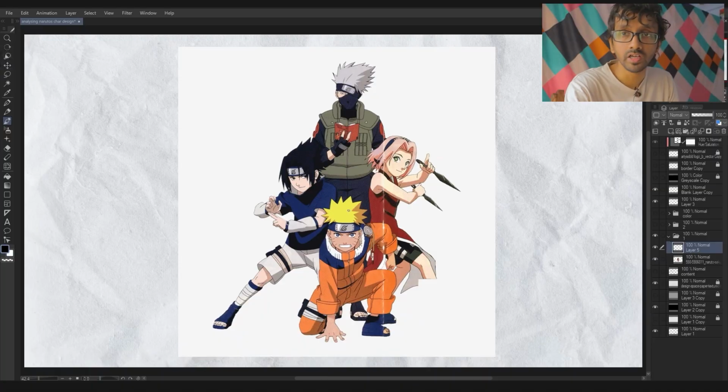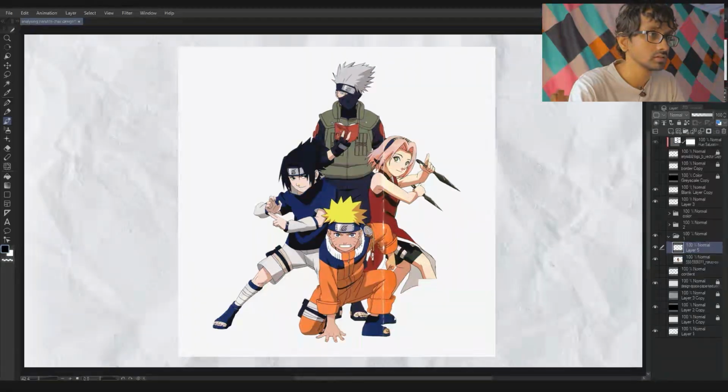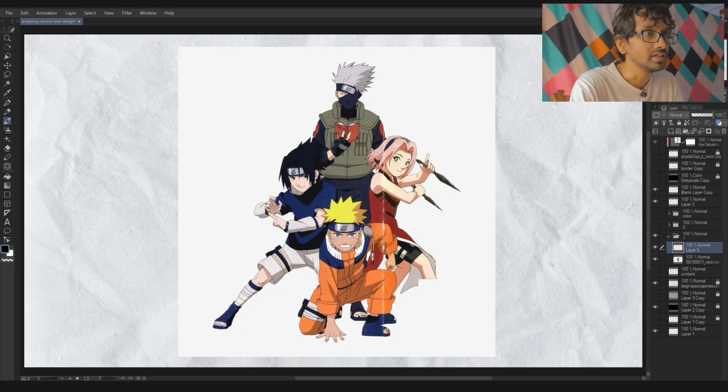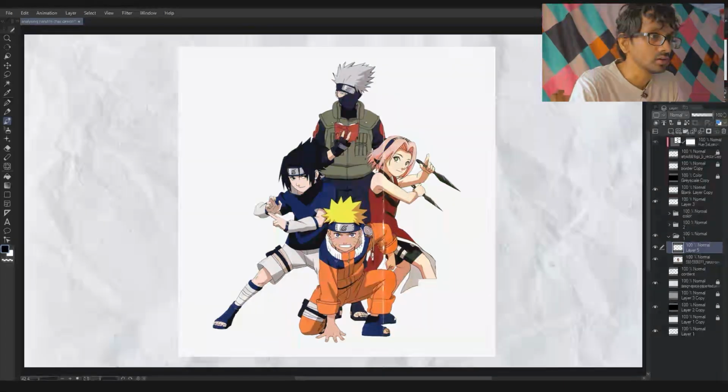Okay, and their personality also reflects in their designs, right? So Naruto is the hot-headed character. He's the unpredictable knucklehead ninja. So that is why he has all of these sharp shapes in his hair and his bright color scheme. Okay, we'll talk about the color in a while.